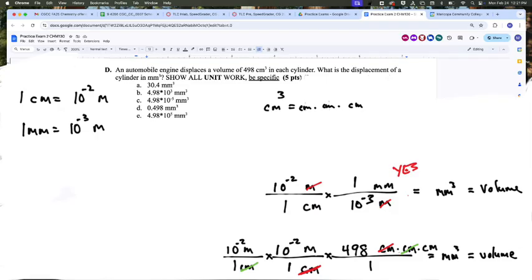Which means, man, I get to do it yet again, and my centimeters are now all converted across. Do I have my answer? No. And yeah, there's a lucky sign in this. What do I got to do? I got to get rid of the meters. So what do I got to do?